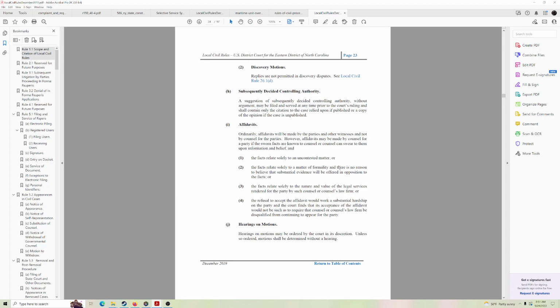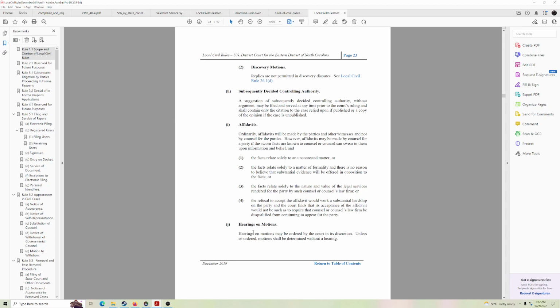and there is no reason to believe that substantial evidence will be offered in opposition to the facts, or the facts relate solely to the nature and value of the legal service rendered for the party by such counsel or counsel's law firm, or the refusal to accept the affidavit would work a substantial hardship on the party, and the court finds that its acceptance of the affidavit would not be such as to require that counsel or counsel's law firm be disqualified from continuing to appear for the party.